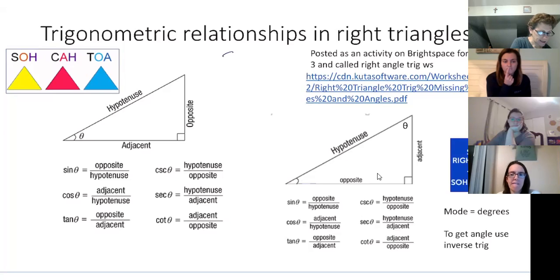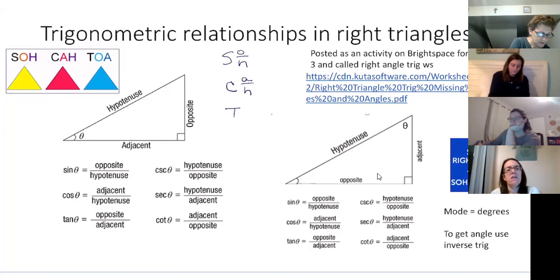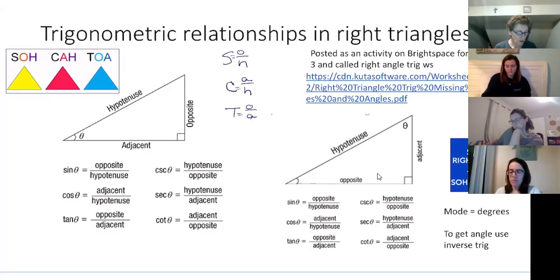I tend to say sine is opposite over hypotenuse, cosine is adjacent over hypotenuse, and then tan is opposite over adjacent. And then you can even, if you wanted to, put these little equal signs in there, because that's how you do the ratios. And the ratios are going to let you get missing values.